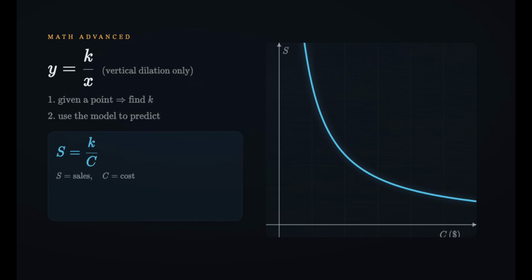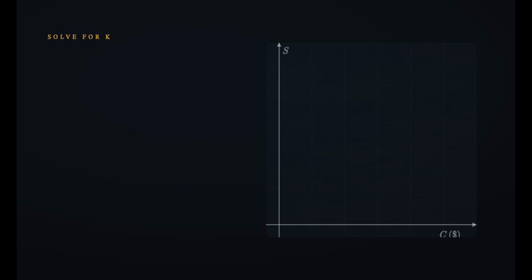You will often be given a point like (1, 2) and be asked to find the value of k, then use the formula to find something, like S equals k over C, read S as sales and C as cost. And you're told that 1,000 sales were made when cost is $20, and then it asks how many sales when cost is $30. Substitute the pair we're given. 1,000 equals k over 20, so k equals 1,000 times 20, which is equal to 20,000.